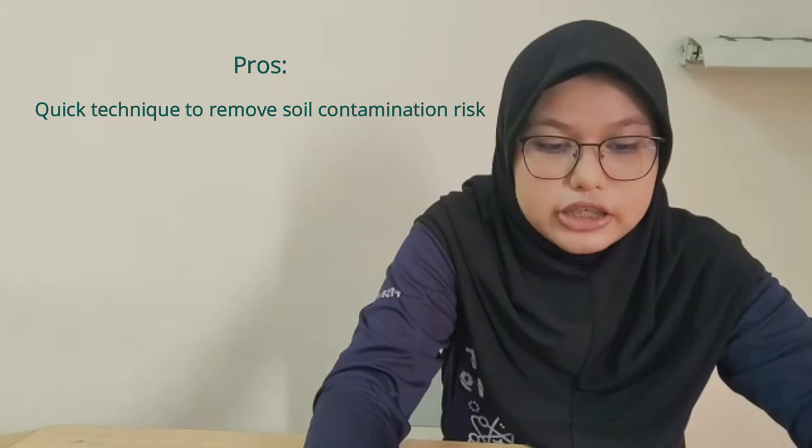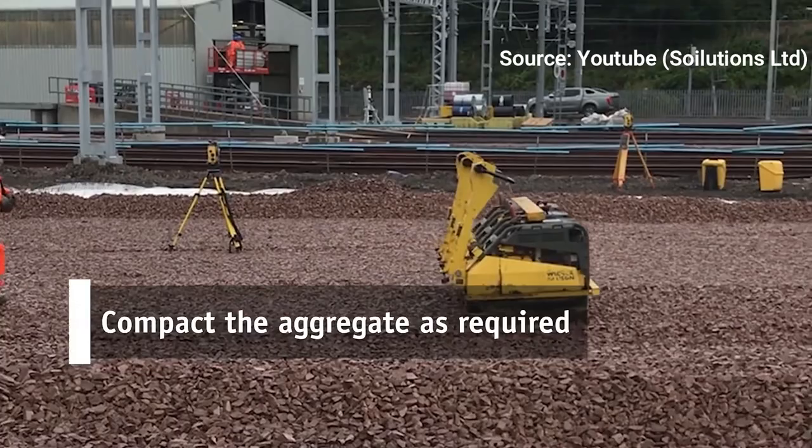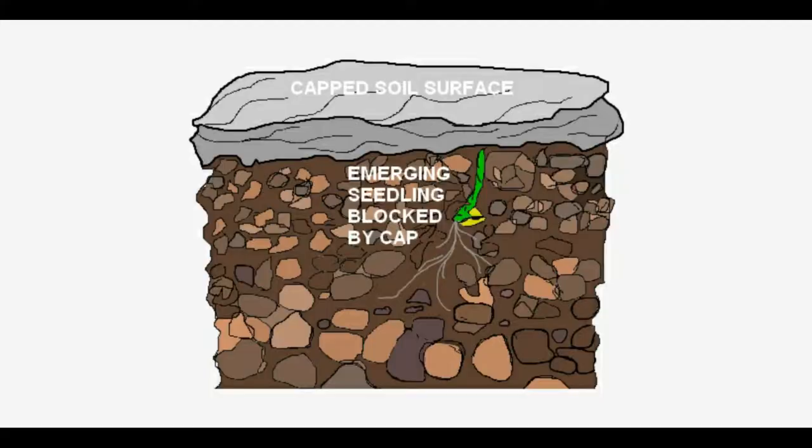The downside of surface capping, however, is that it causes the capped soil to lose its role in promoting plant growth and thus changes the functioning of the soil ecosystem.